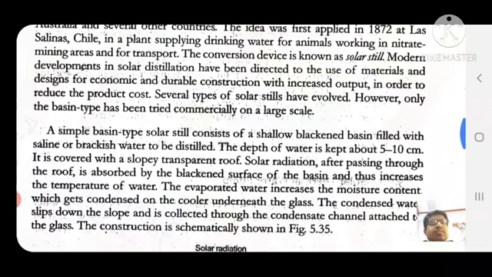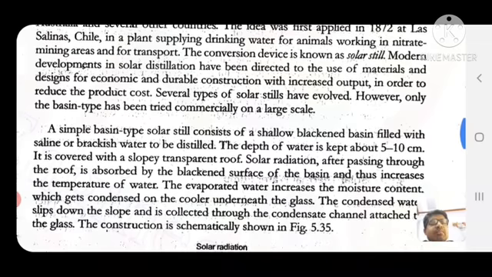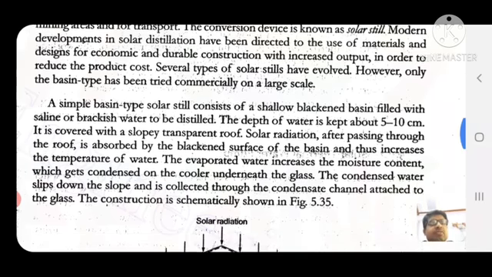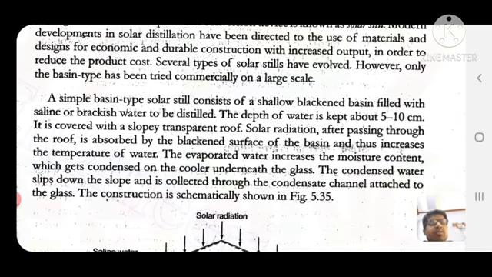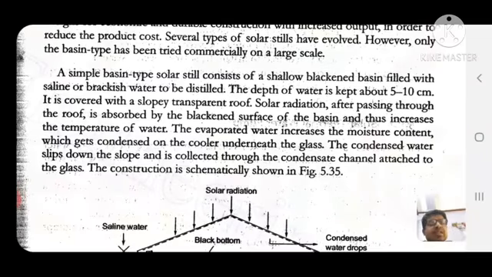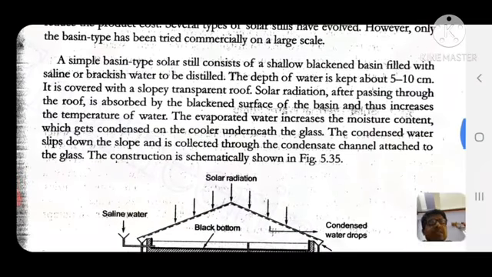Model development in solar radiation has been directed to the use of material and design for economic and durable construction with increased output in order to reduce the product cost. Several types of solar stills have evolved. However, only the basin type has been tried commercially on a large scale.